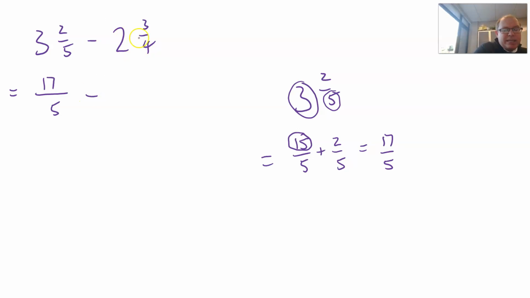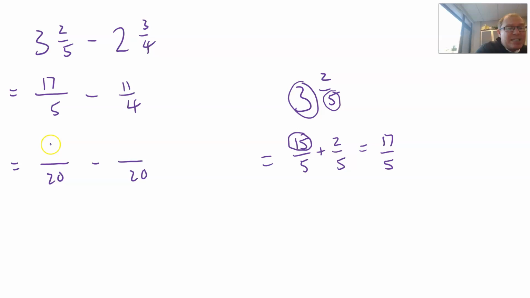Same way, 2 is 8 quarters. So I've got 8 quarters plus 3 quarters. So I've got 11 quarters. Now I can use common denominator. So I'm going to have 20 again as my common denominator. Here, I've multiplied the bottom by 4. I'm going to multiply the top by 4. 17 times 4 is 68. Here, I'm multiplying top and bottom by 5, which is effectively 1, which is why it stays the same. So 11 times 5 is 55. And I end up with 68 20ths minus 55 20ths. Same answer as last time, 13 20ths.